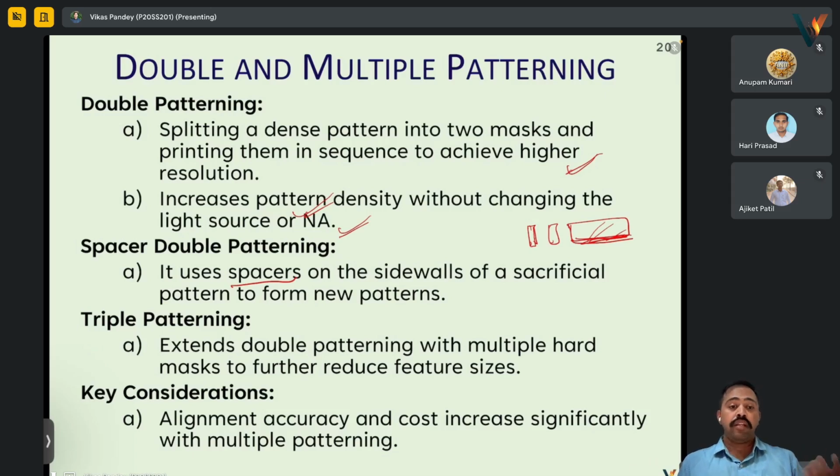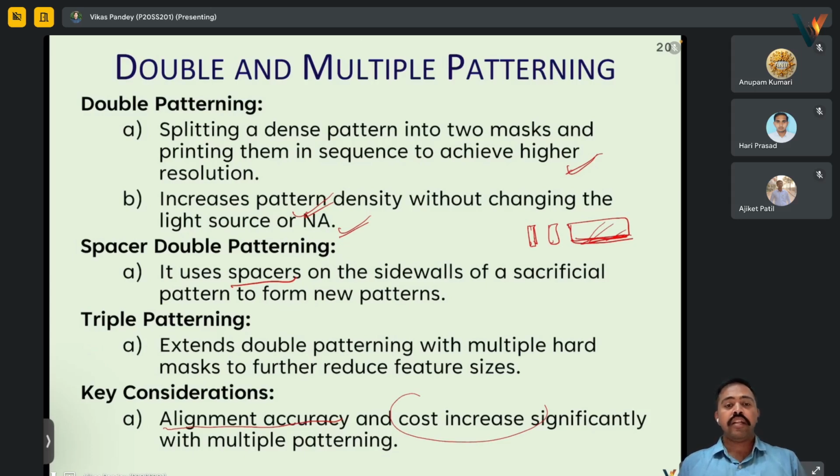Sometimes, even if it is needed, we can go for triple patterning, but the complexity becomes even more than this if we go for triple patterning. So the problem is in all these cases alignment accuracy and the cost will increase significantly. As I said, one of the most important, most crucial and costliest parts of this fabrication process is lithography.